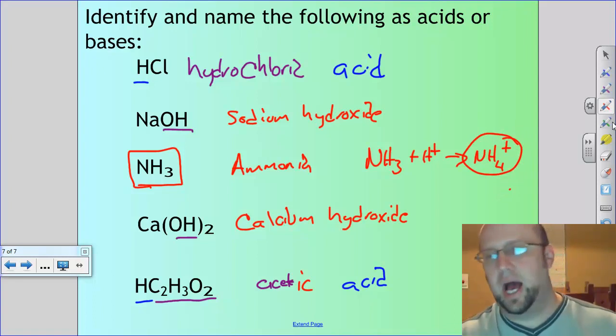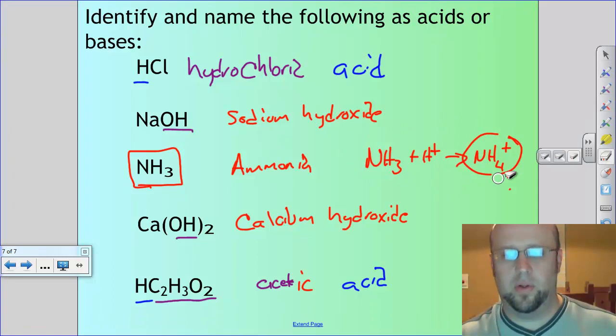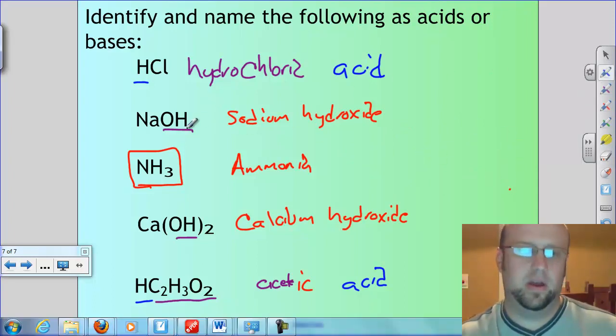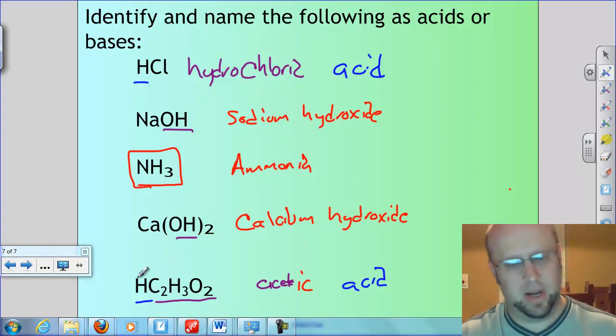Okay, so how do you identify them? In general, if it has hydroxides, hydroxides make it a base. Starting with an H is probably going to make it an acid. All right, relatively simple.